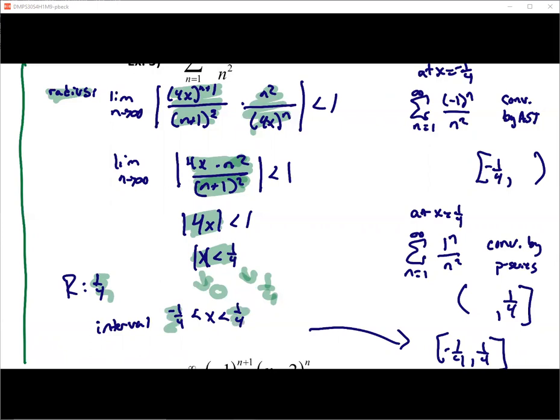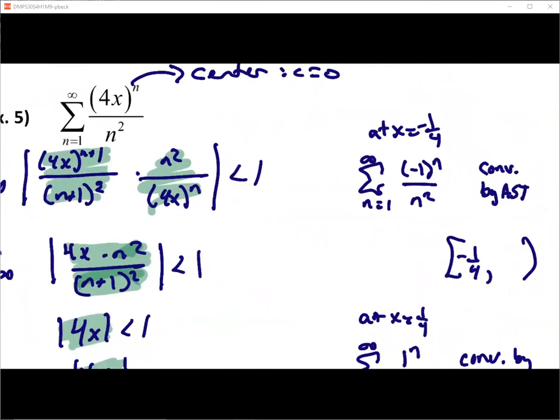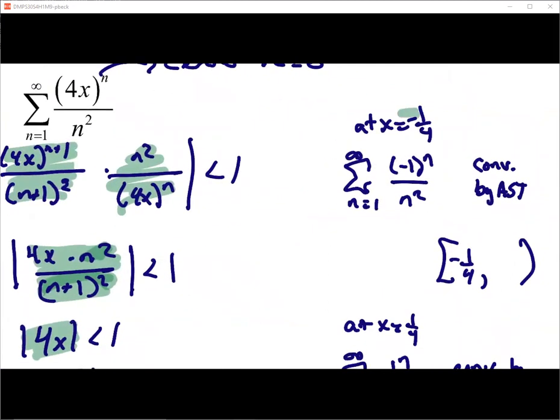So that's going to be our general case. But now we have to determine what's going on at the endpoints. So at the endpoints, if I take negative 1/4 and I plug negative 1/4 into the function right here, I will get negative 1 to the n over n squared. Now we know that converges by the alternating series test. So what happens is at negative 1/4, I'm going to include a bracket there because that endpoint does have convergence.